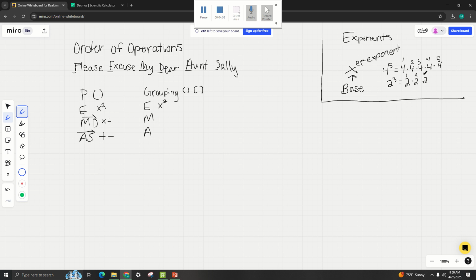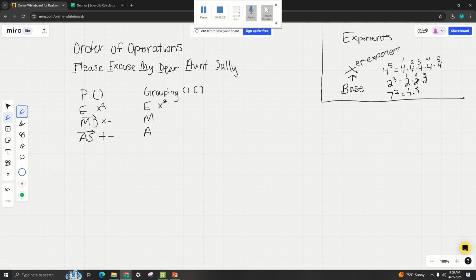If I had 7 squared, or 7 to the second power, I would multiply two sevens. There's my first 7. There's my second 7. So that's just a little rundown about exponents again. It's just multiplication. My exponent tells me how many times I multiply my base number together.